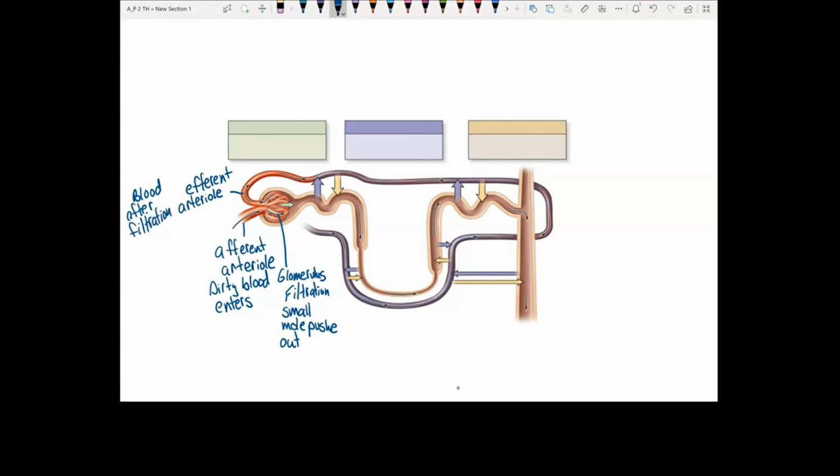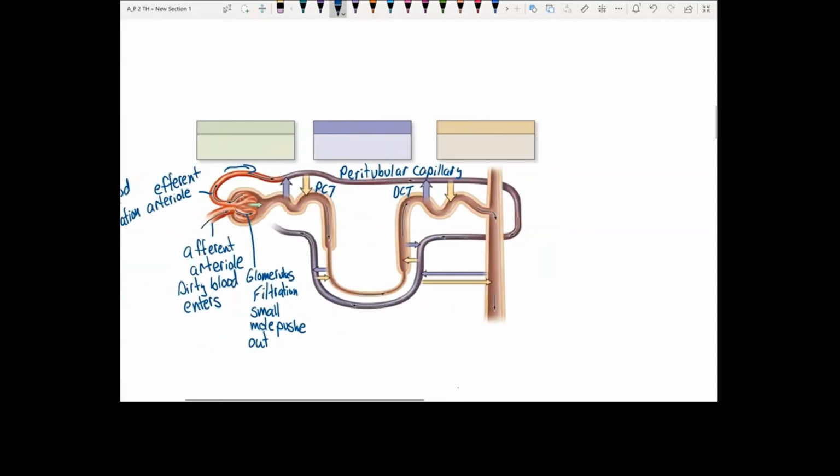Okay, then that blood continues on to this blood vessel, which is called the peritubular capillary. So when we're doing reabsorption and secretion with the proximal convoluted tubule and the distal convoluted tubule, we are doing that with the peritubular capillary.